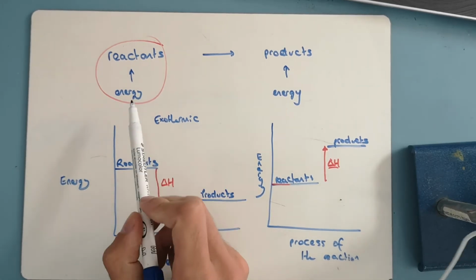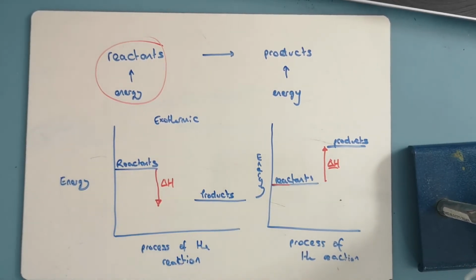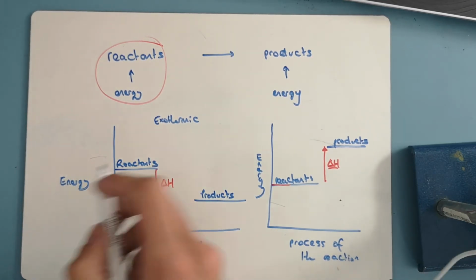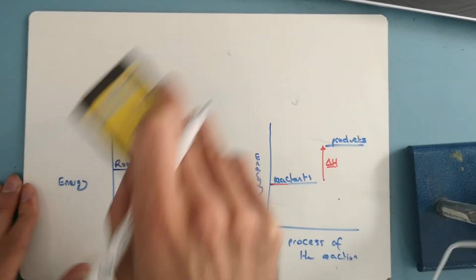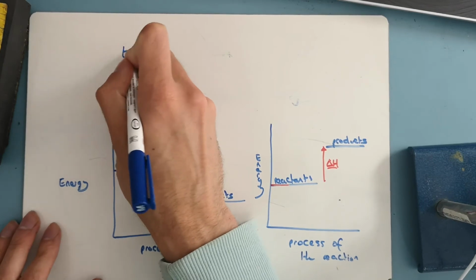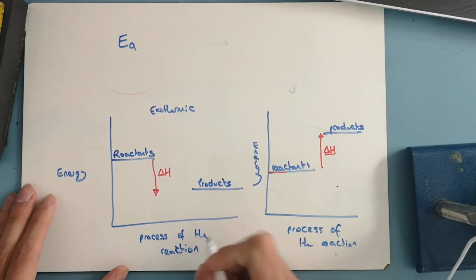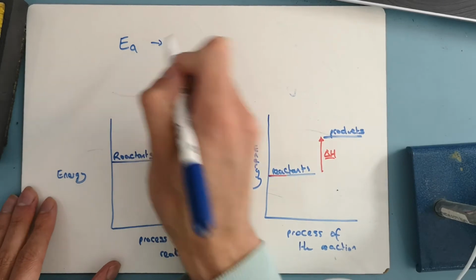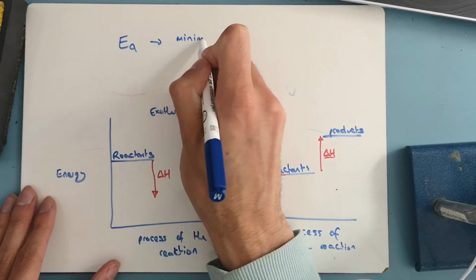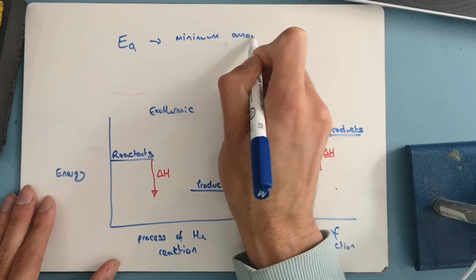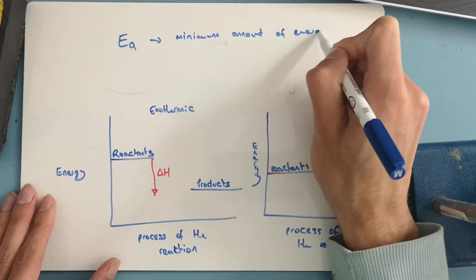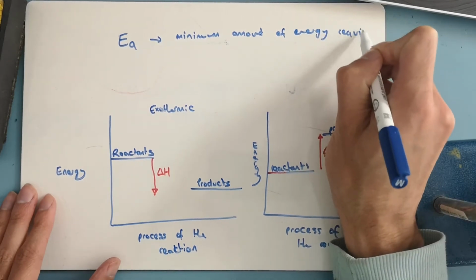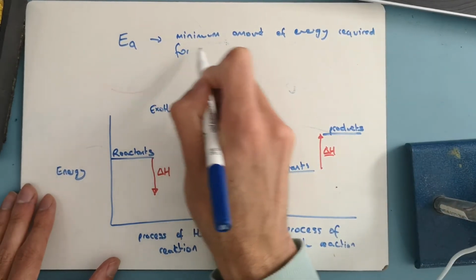In order to get any reaction to occur though, you've got to get the particles to meet the activation energy, or EA. I'll just make a note if I rub that top bit out and give a quick definition of activation energy, which we abbreviate to E subscript A. This is the minimum amount of energy required for a reaction to take place.